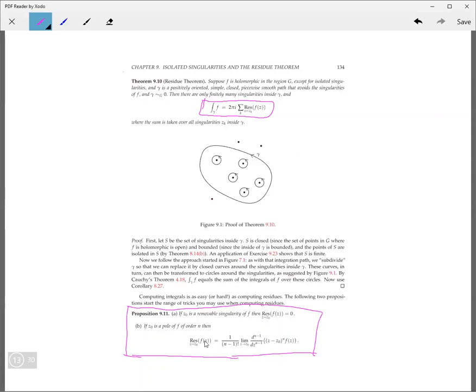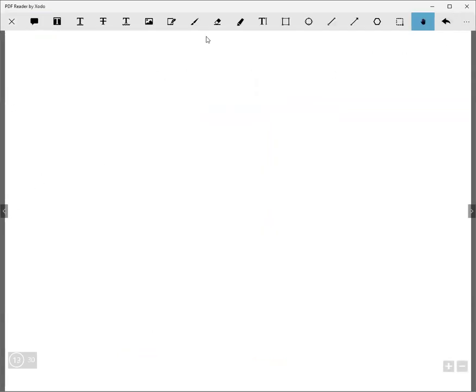If it's a pole of order n, then here's how you can find it. This is a formula you can use, but I'm not gonna go through the formula. Instead, I'm gonna show you a few different ways of finding residues. I'll give you a few examples of several different residues and how to find them. Okay, so first of all, and we'll do some integrals as well.